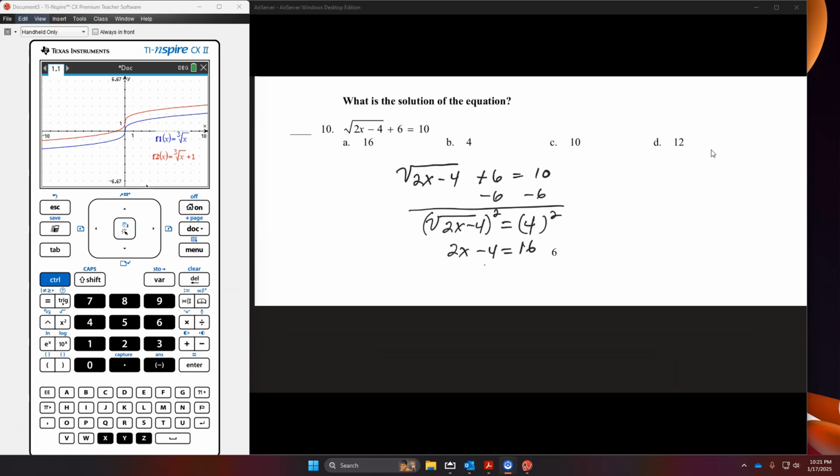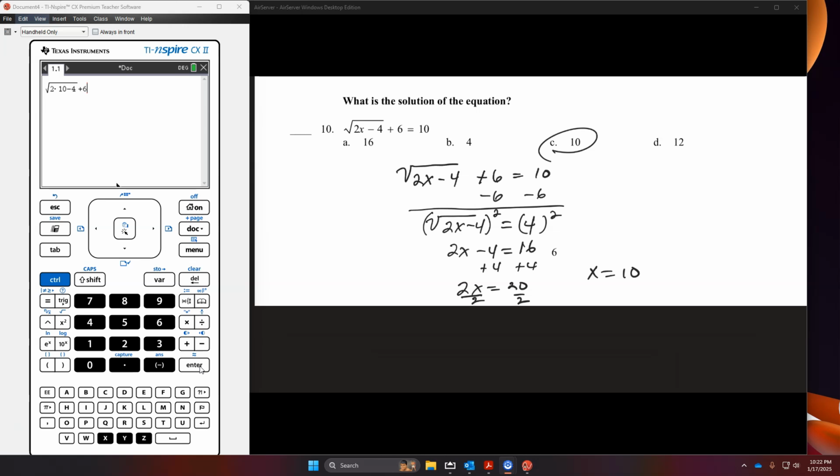So you have 2x minus 4 equals 4 times 4, which is 16. In this case, you add 4 to both sides. So you have 2x equals 20. And then you divide by 2, so x equals 10. So remember, you always want to check. So I went ahead and entered it into the calculator, and you notice it's true because it comes out to 10.